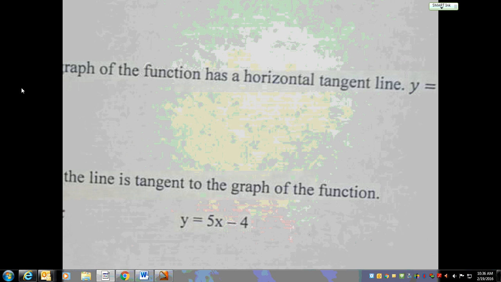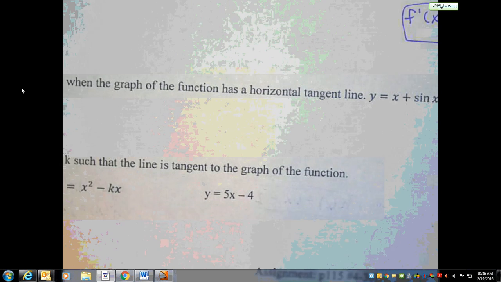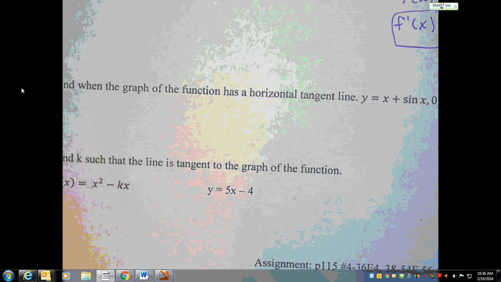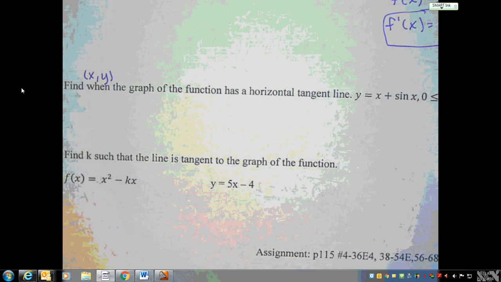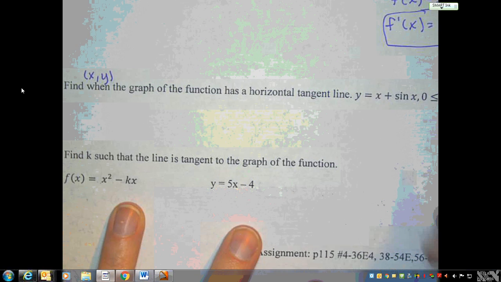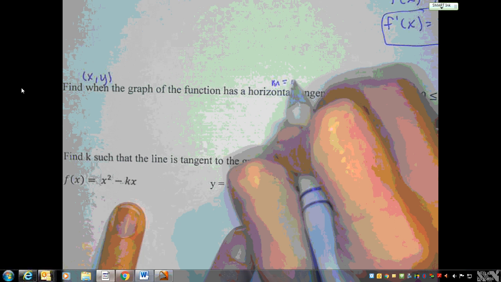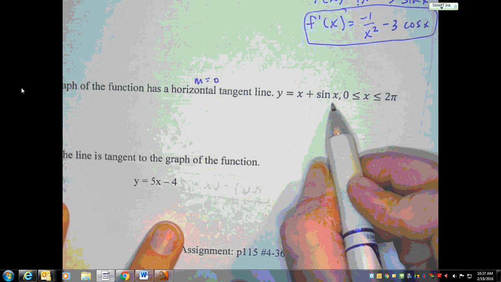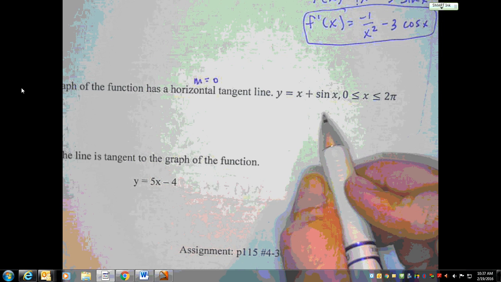Good question. The next question is just what you've been doing. It's just with sines and cosines. So it's find when the graph, so we're looking for a location, probably an address, like an ordered pair, an x, y. Find when the graph of the function has a horizontal tangent line. Horizontal tangent line, what's that slope? 0. We have a function. We got to figure out where that tangent line is 0. So we're looking for slopes.